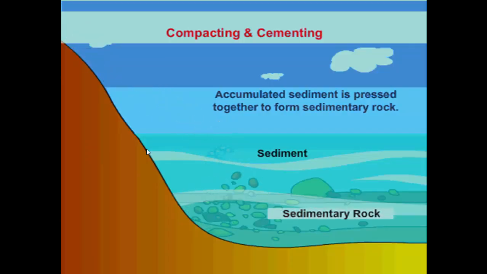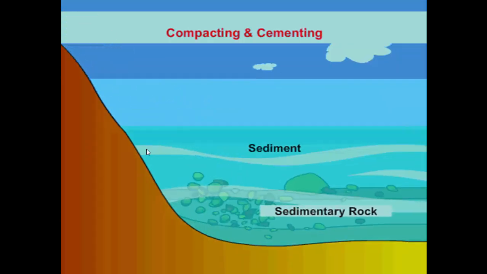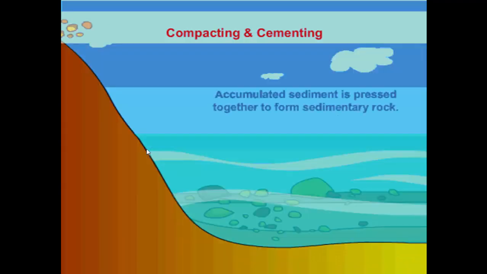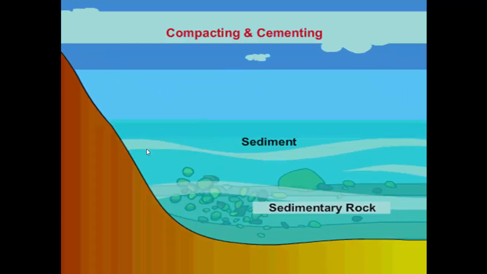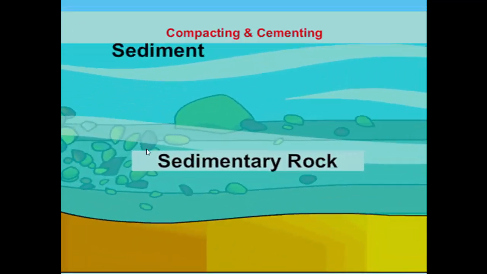Compacting and cementing. The sediment that just now already broke down will get into the water, and then the sediment will be accumulated and then pressed together to form sedimentary rock. This process we call compacting and cementing.